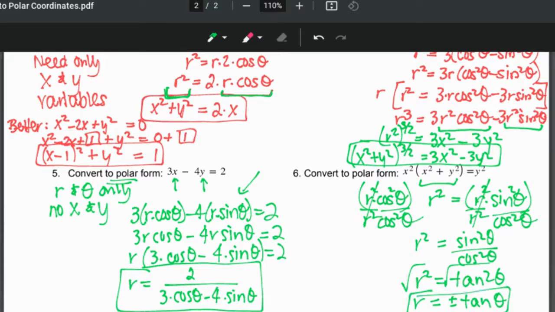Depending on if it's a multiple choice test, you might see it listed like this. You might see r² = tan²θ. You could even see it listed as our first step, because technically that is in polar form since it doesn't contain any x's and y's, and it only contains r's and thetas.